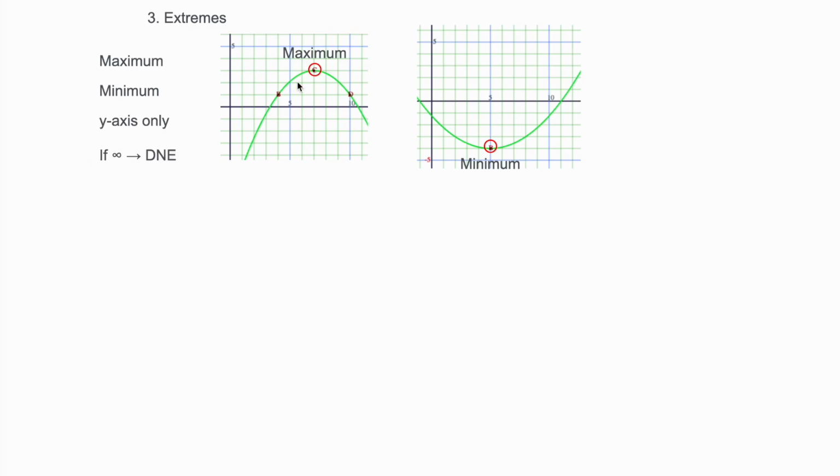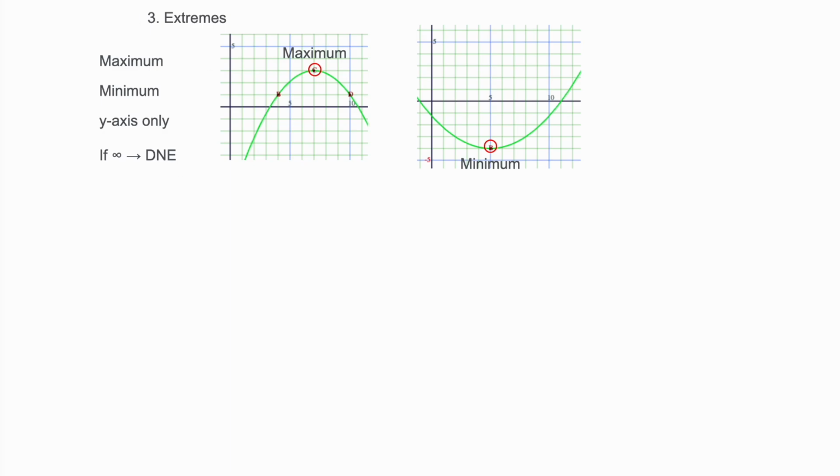If the maximum is infinite, like this one, where it keeps going up and up and up, we can think of the maximum as being infinity. But infinity is not a number. It never reaches that maximum. There is no maximum point. If it's infinity, it does not exist. You can write DNE or none. It doesn't exist. There is no maximum.